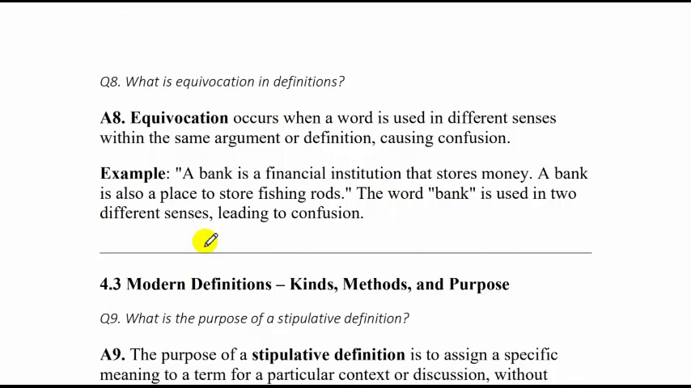What is equivocation in definitions? Equivocation occurs when a word is used in different senses within the same argument or definition, causing confusion. Example: a bank is a financial institution that stores money. A bank is also a place to store fishing rods. The word bank is used in two different senses, leading to confusion.